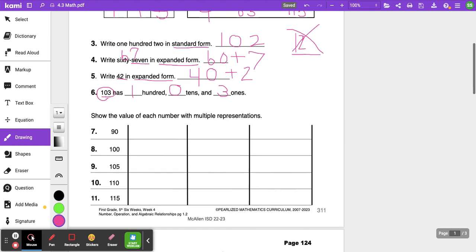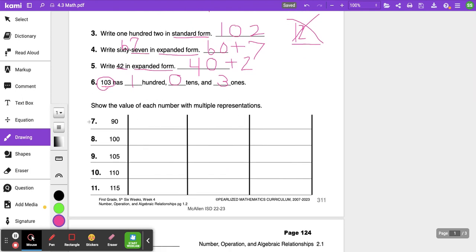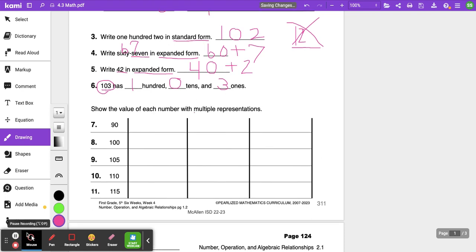Down here for the bottom, I'm going to show you how to do number 7. And you guys are going to go through, well, we'll do 7 and 8 together. And then you're going to do 9, 10, and 11 with either a partner or as a class. So what we're going to do here is we're first going to put it in the showing different forms, right? So we're going to go through and do multiple representations.